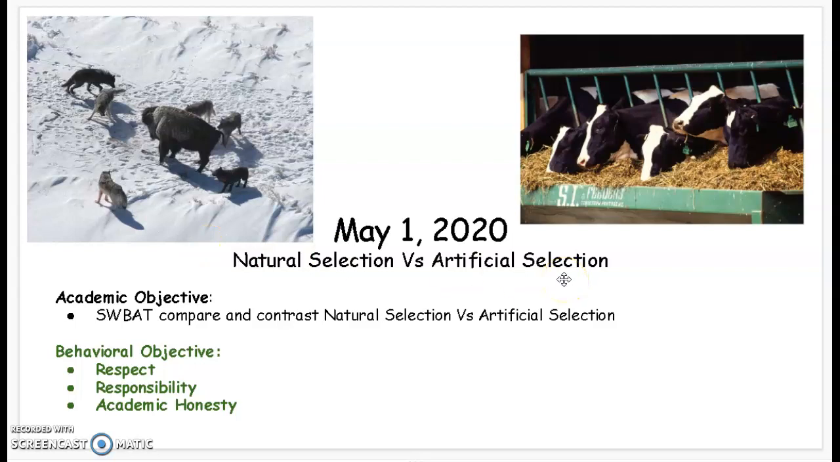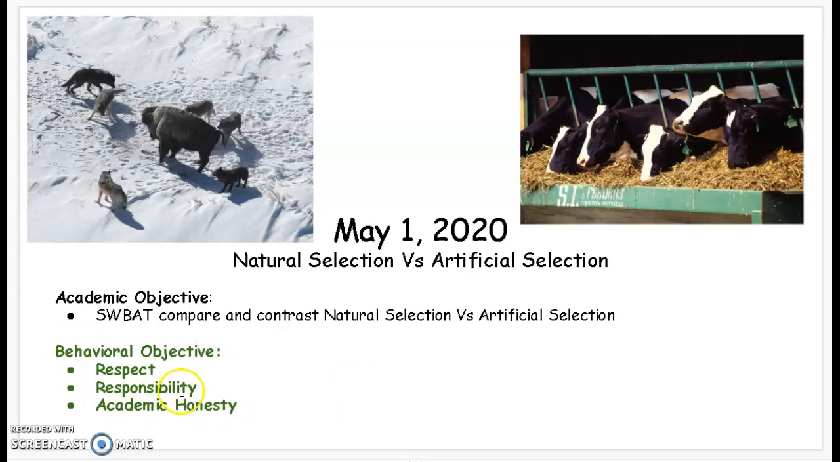Good morning, everyone. Today we're going to combine everything we have learned. We have learned about natural selection and artificial selection, so today we're going to do a compare and contrast. That's the academic objective today. You're going to be comparing and contrasting natural selection with artificial selection. Easy peasy. And I'm sure most of you by now should know the major differences between the two.